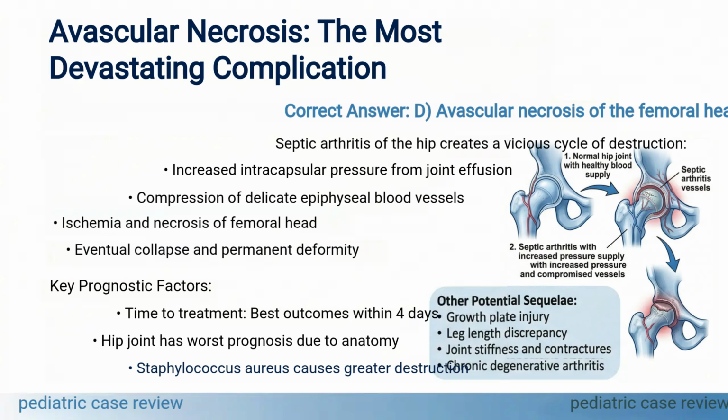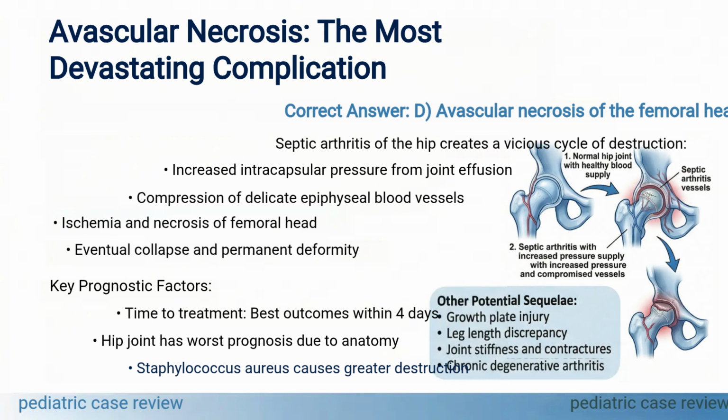Septic arthritis of the hip creates a vicious cycle of destruction. Increased intracapsular pressure from joint effusion compresses the delicate epiphyseal blood vessels, causing ischemia and necrosis of the femoral head with eventual collapse and permanent deformity. Key prognostic factors include time to treatment, which is the most important factor, with best outcomes achieved within 4 days of onset. The hip joint carries the worst prognosis of all joints due to its enclosed anatomy and blood supply vulnerability.